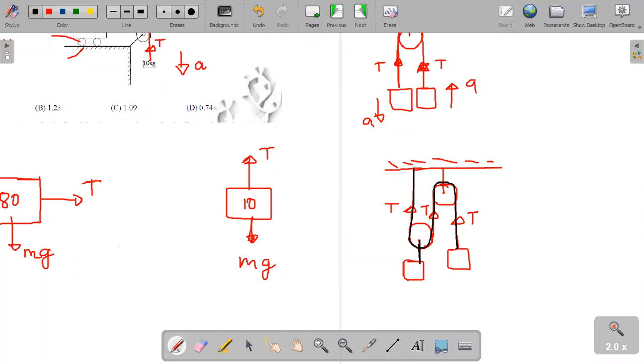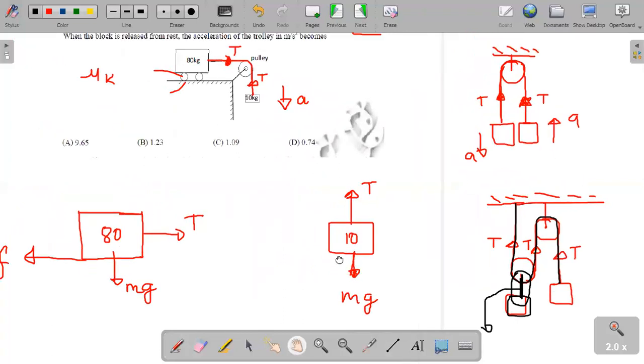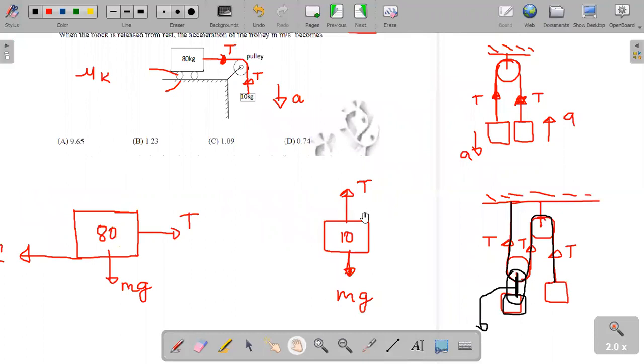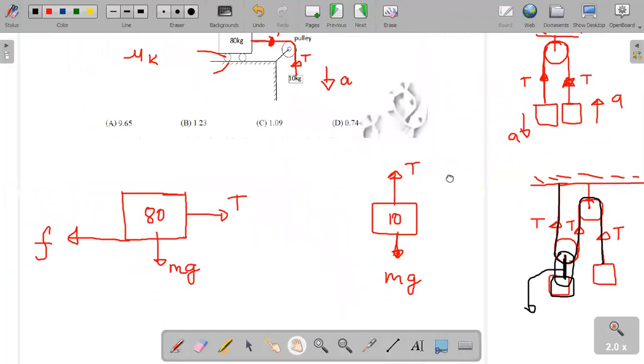But here, this is a different string. You can see ये different string है. So its tension will not be T, मतलब same नहीं होगा. Its tension will be different. Questions करेंगे depth में तो पता चल जाएगा. We will do many questions of this pulley type. So this is for the brief idea that tension will be equal.